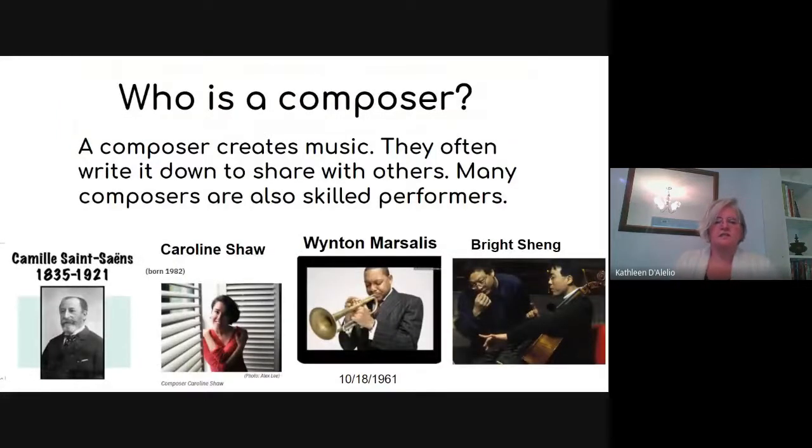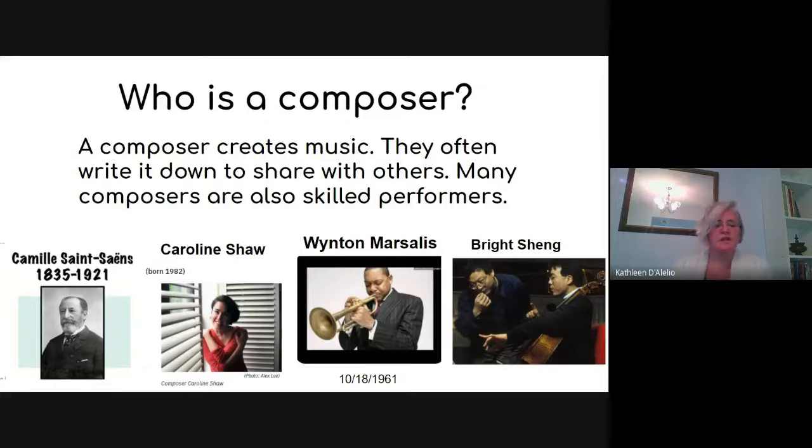So here's a great slide that might help us understand a little bit about who is a composer. A composer creates music. They are the ones making decisions and choices about the music that we hear. They often write it down to share with others. And many composers are also skilled performers. That means they might sing or play an instrument.